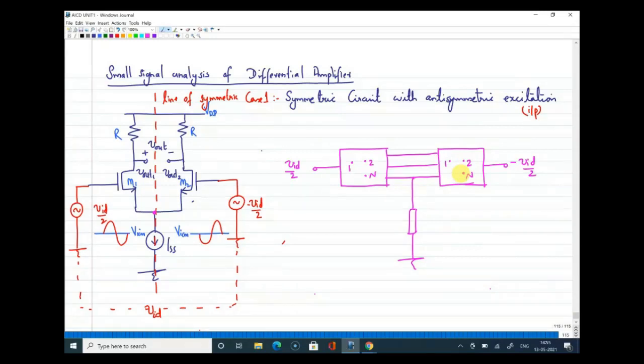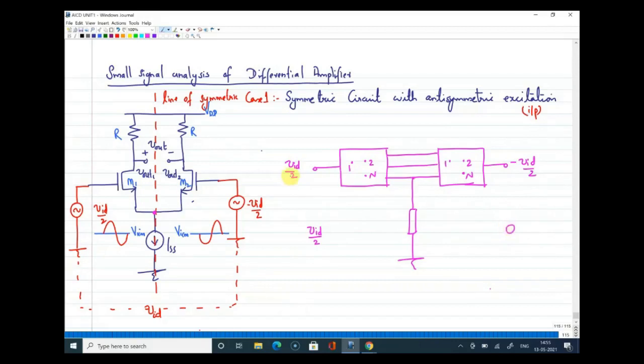All right. Okay. Now look at this. So what I will do now is, say I'm going to apply Vid by 2 on one side and 0 on the other side. If you look at this block, which is written in pink, there are two input signals coming in. One is Vid by 2 and another is minus Vid by 2.